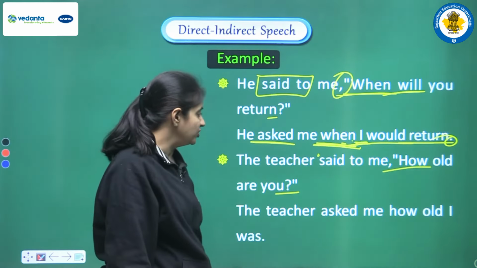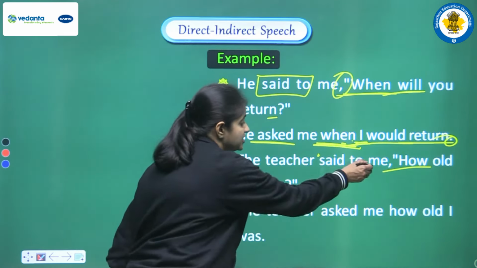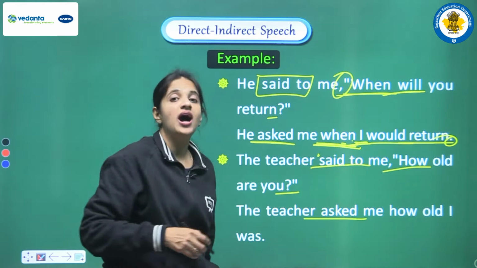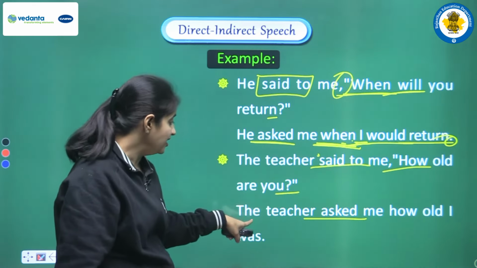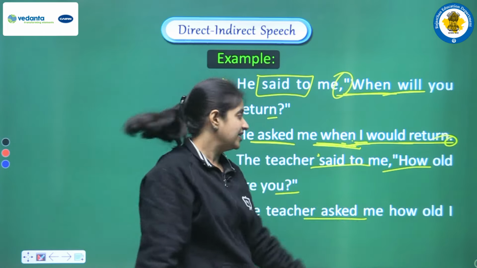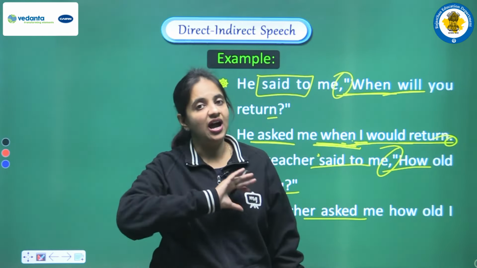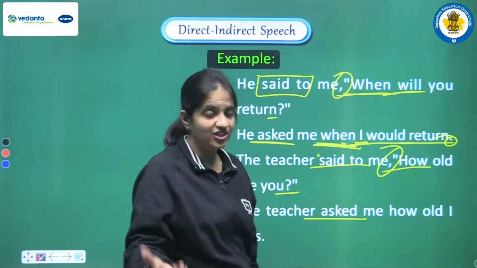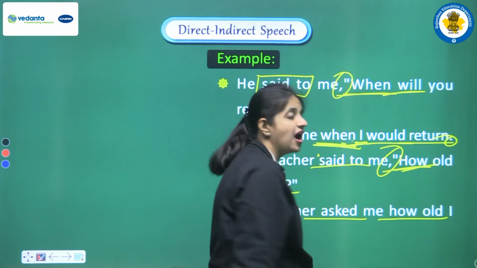Now let's do the changes. First of all, the change in the reporting verb. Here "said to" will be changed into "asked". We have "the teacher said to me", and we write "the teacher asked me". Next, we remove the comma, but in place of the comma we do not add any other conjunction; we write the same WH word here, that is, how old.